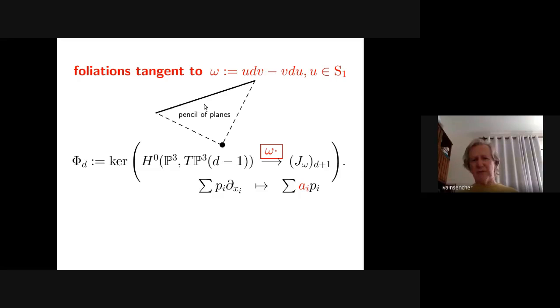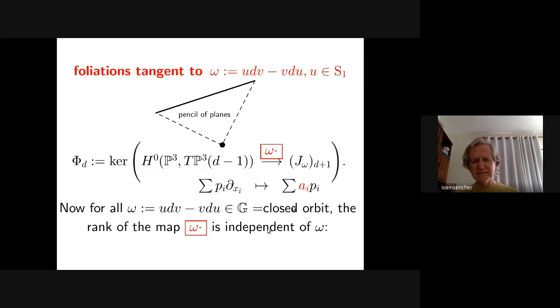Foliations tangent to a pencil of planes. In this case, the image here has constant rank. It's just the polynomials of degree d+1 which vanish along the line. So the rank of the map is independent of the one form that you take, and the image is precisely this here. U and V are generators for the equation of a line, and our J is just the kernel of this surjection.